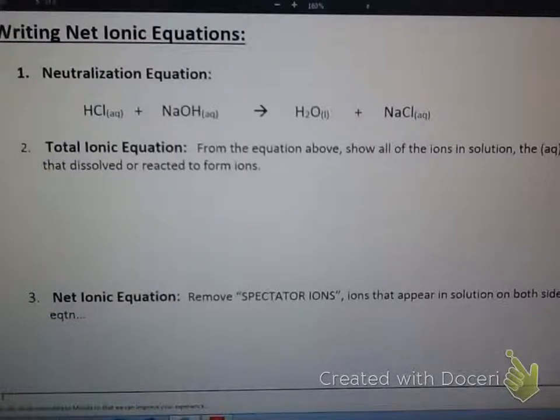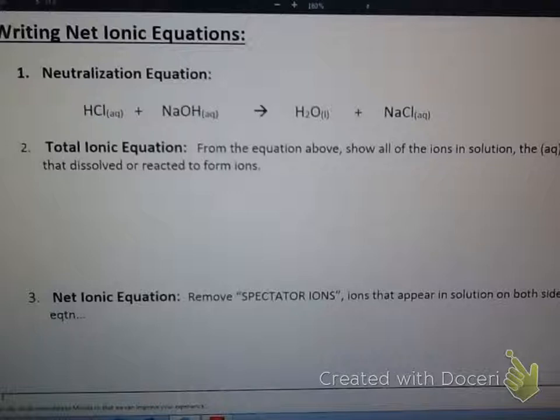Okay, this is the 5th video in chapter 15, and we're going to talk about writing net ionic equations first. Net ionic equations are the equations involved in a chemical reaction that only tell you which species, which ions, are actually reacting in a given mixture of compounds.